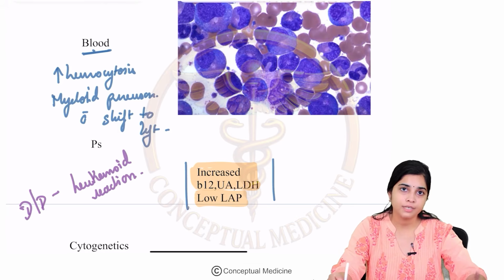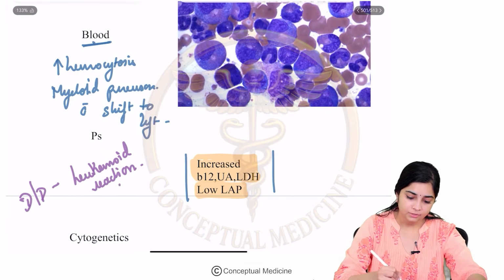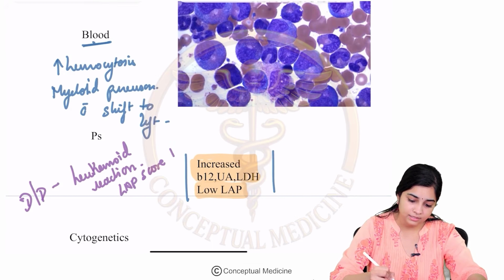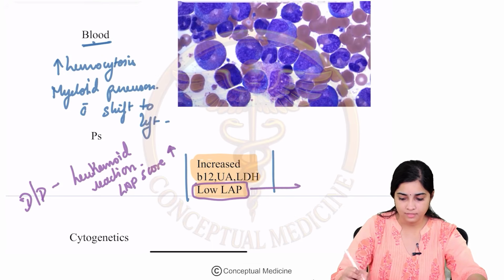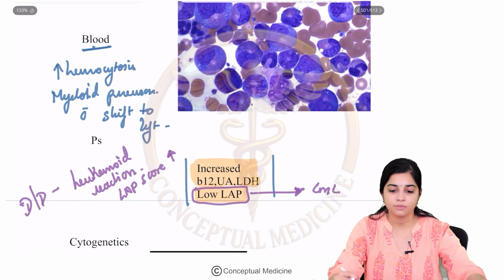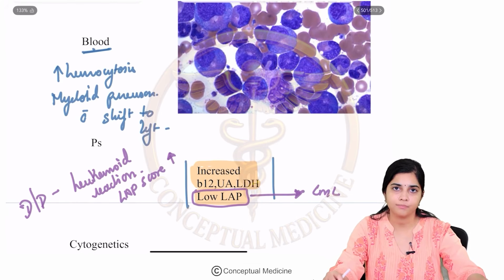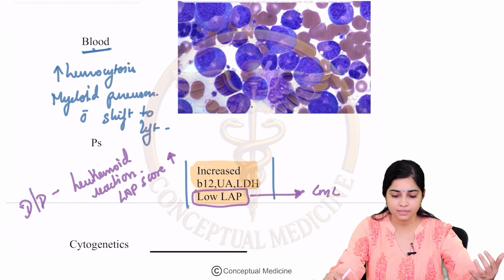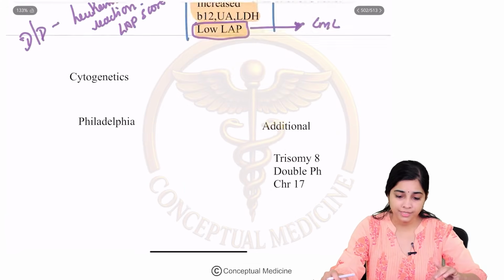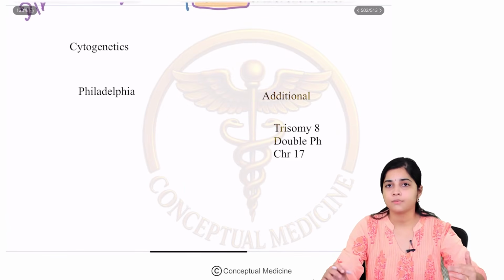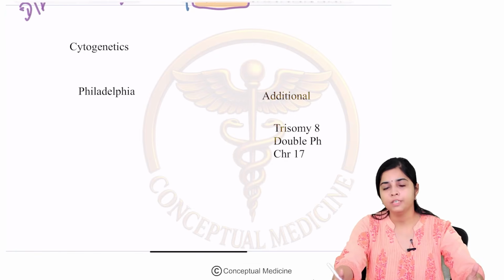But in a leukemoid reaction, you will find that the leukocyte alkaline phosphatase score, or the LAP score, is increased, whereas it is low in CML. Okay, so this is the importance of the LAP score in the diagnosis of CML. So we look at the blood, we look at increased B12, uric acid, LDH, and a low LAP score. Fine. Then nowadays we do not require all of that only for the diagnosis.